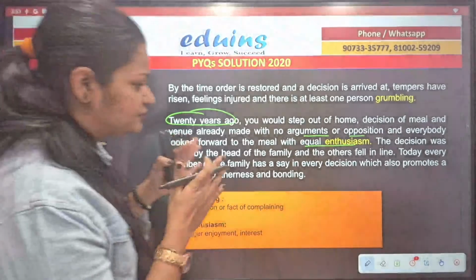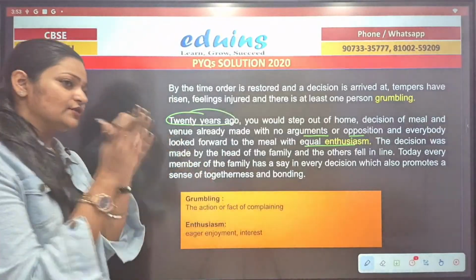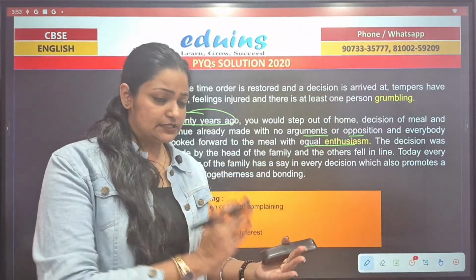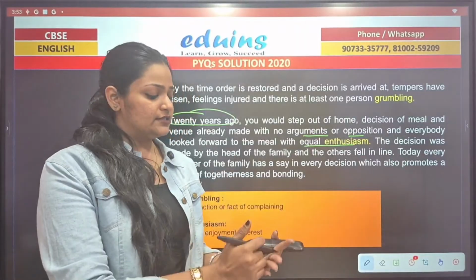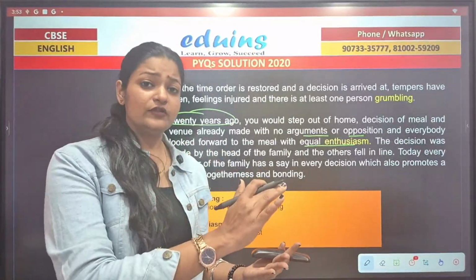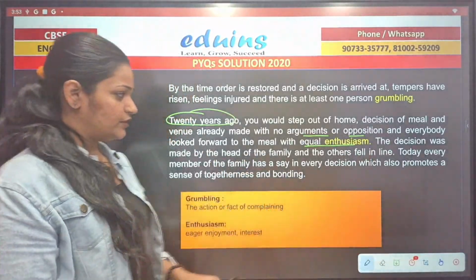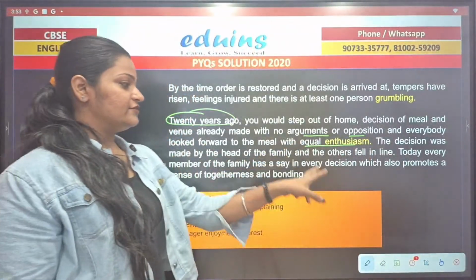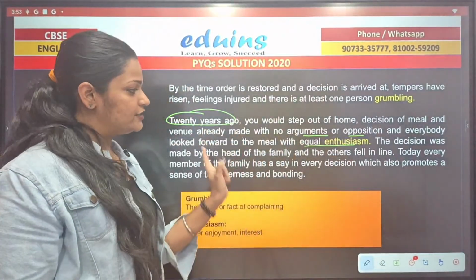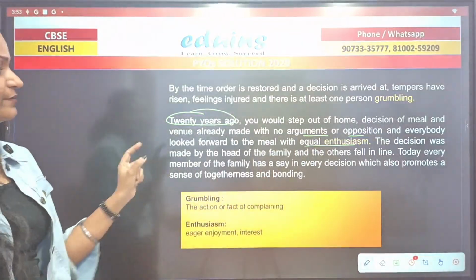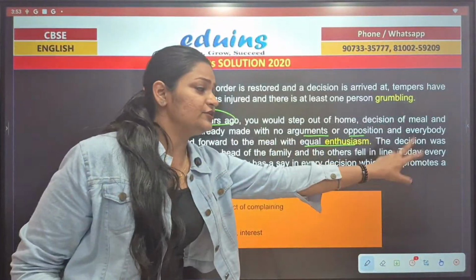So others fell in line, and the decisions, whatever was made, were finally locked. The head of the family said, these are the things we have to do, and this is where we will have dinner, and that's all. That is the final point. Everyone else in the family agreed on that. Whatever the head of the family said, full stop.